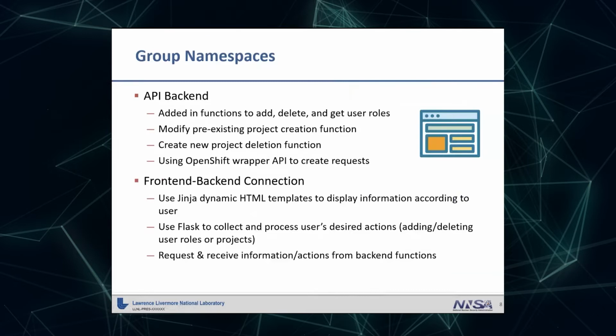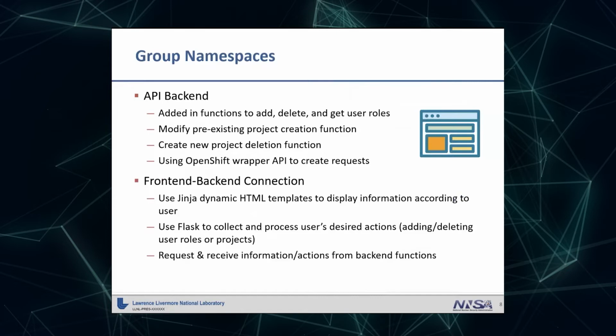On the back end, we added functions to add, delete, and get a comprehensive list of user roles. We modified a pre-existing project creation function and created a new project deletion function. We did all of this using the OpenShift wrapper API to create these various requests.